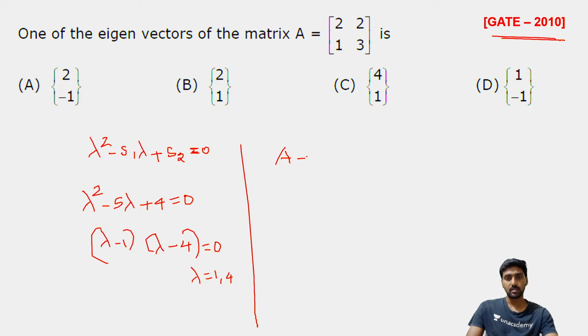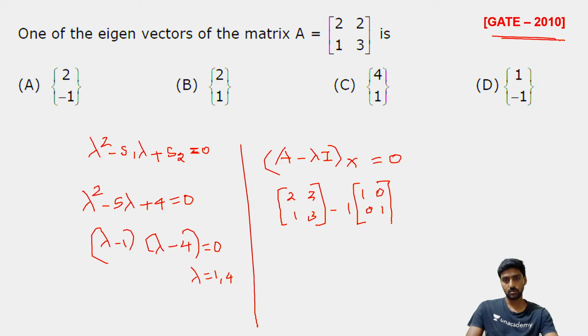A minus lambda I into x equals 0. Now substitute in this question. Matrix A is 2, 2, 1, 3, minus lambda, first 1 into the identity matrix 1, 0, 0, 1.